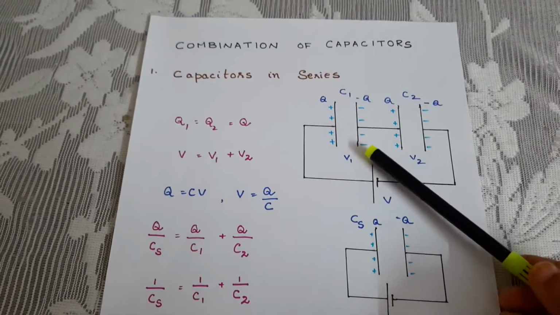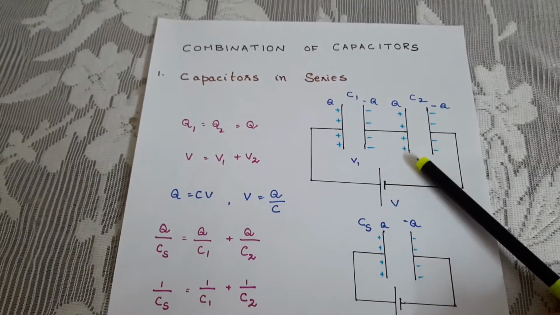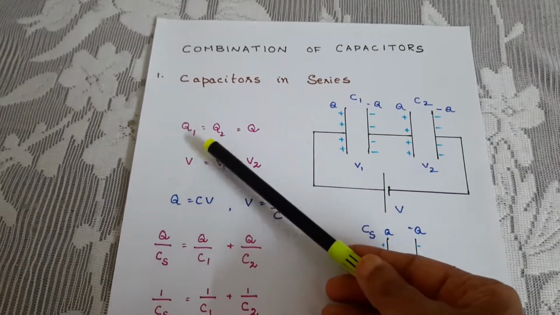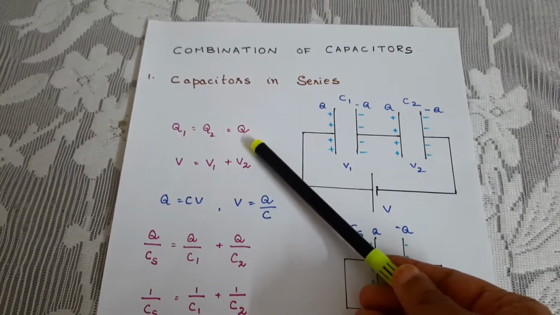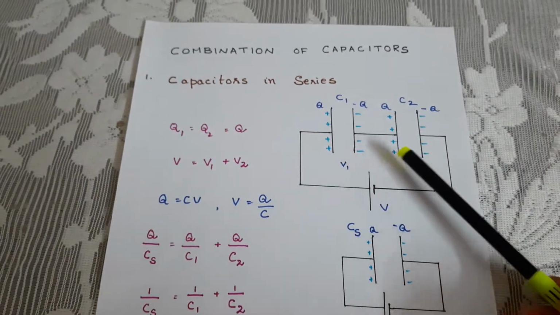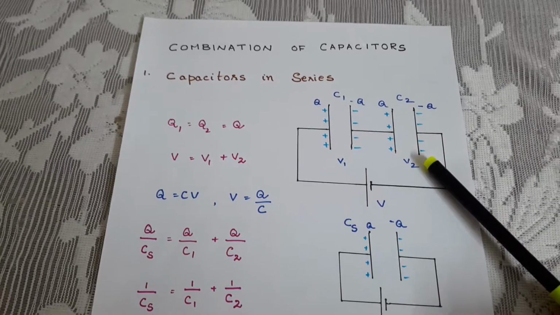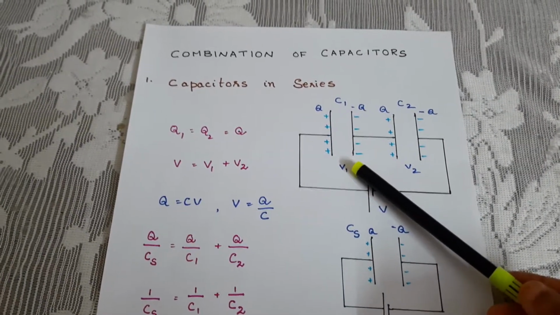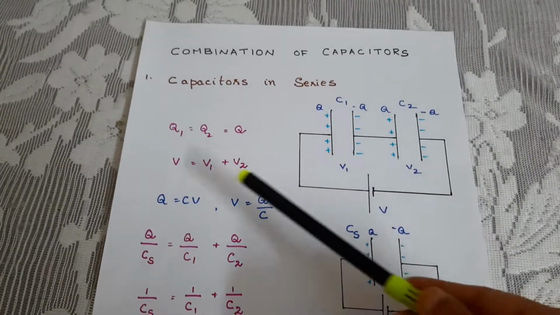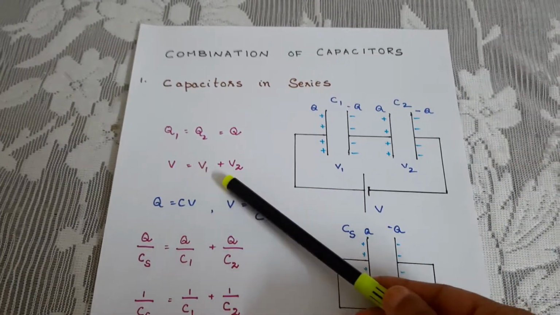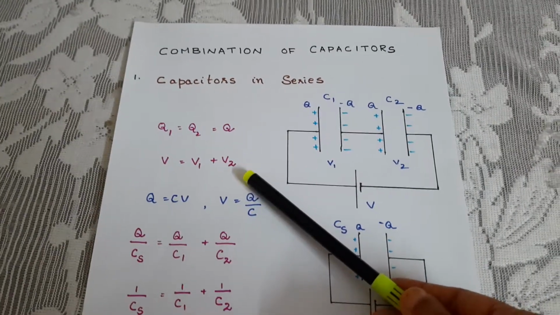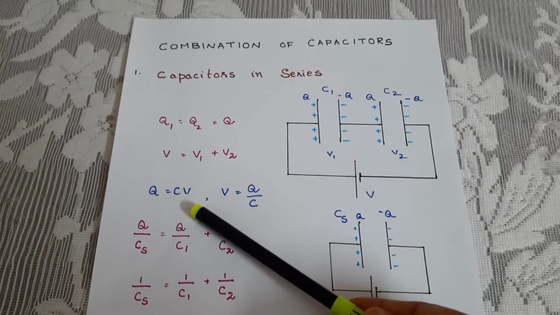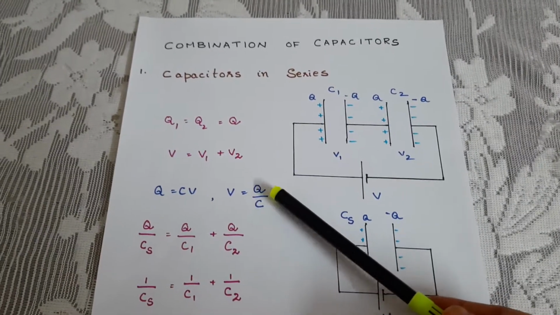In series connection, the charge on each capacitor will be the same. So Q1 is equal to Q2 is equal to Q. But the potential difference will be different. The total potential V will be the sum of V1 and V2. Therefore, V is equal to V1 plus V2. For a capacitor, Q is equal to CV. Therefore, V is equal to Q by C.